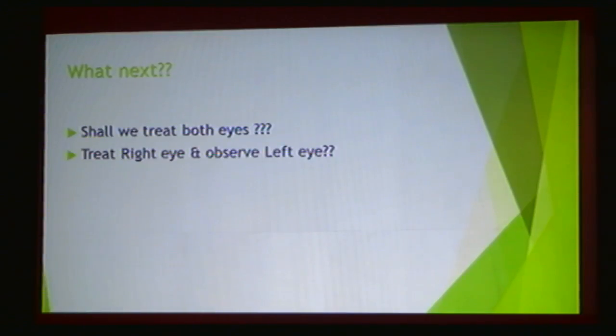So my question is, shall we treat both eyes together, or shall we go ahead with the right eye first, because the patient is symptomatic in the right eye and she is not complaining of any decrease in vision or blurring of vision in the left eye? And next is, shall we observe the left eye and treat just the right eye? And if we are treating the patient, shall we use only monotherapy of anti-VEGF or the combination therapy?